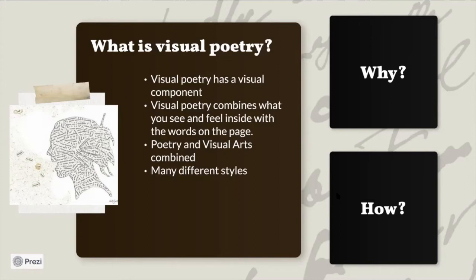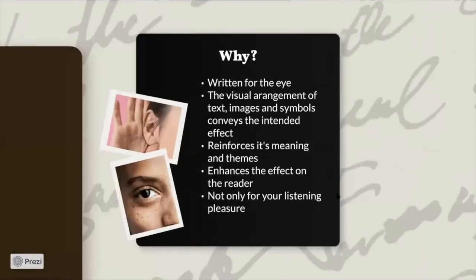There's many different styles, which we're going to go through some examples of today so you can see some of those styles. The purpose of visual poetry is that it is written for your eyes as well as your ears. Poetry is usually something you read out loud, so you hear the rhyme and the rhythm, but visual poetry is something that you can hear as well as see. It uses text, images, symbols, typography, and different things to convey an intended effect, to reinforce its meaning, and to enhance the effect on the reader. It's not just for your listening pleasure, it's also for your visual pleasure.